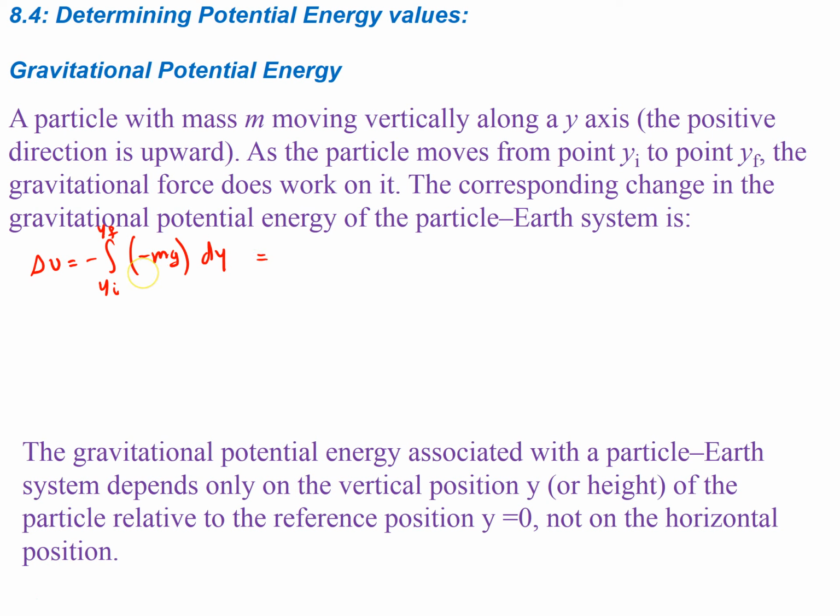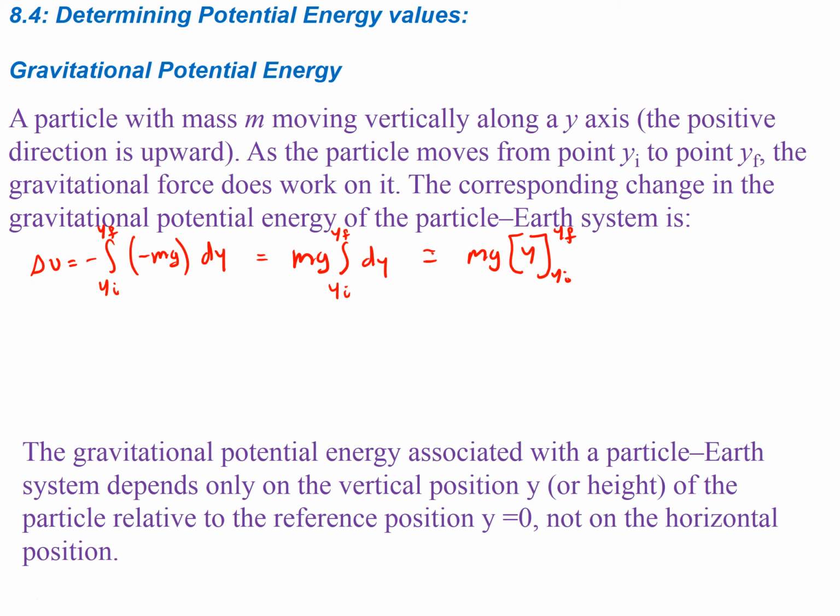simplifying this, getting rid of the negative signs and pulling out mg because it's a constant. We can pull that out of the integral. So now we just have yi to yf times dy. Now the integral of just dy is simply y. Right? Basically it's the integral of a constant, so when you take the integral of it, you just get whatever the variable is. All right, so this is going to be mg times y, and the limits here are from yi to yf.